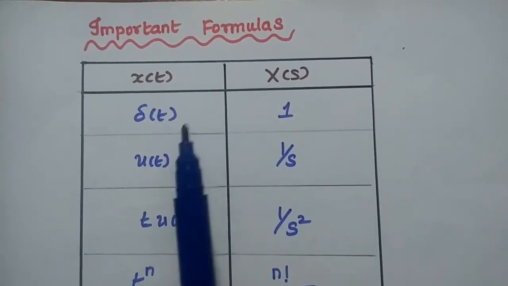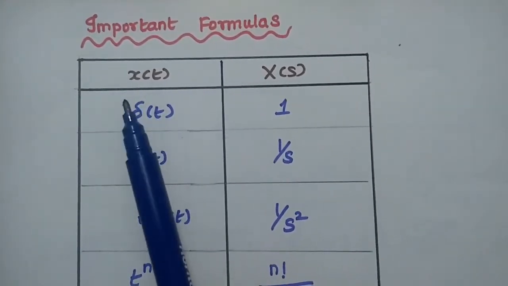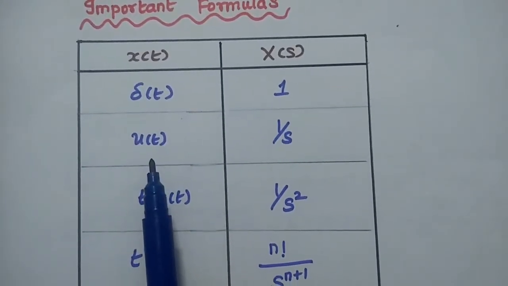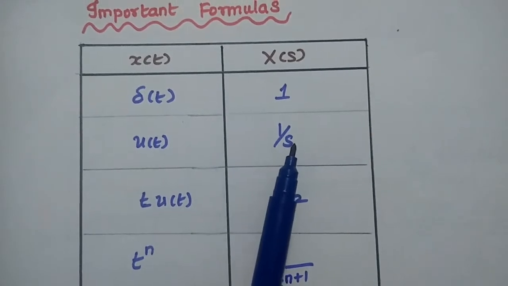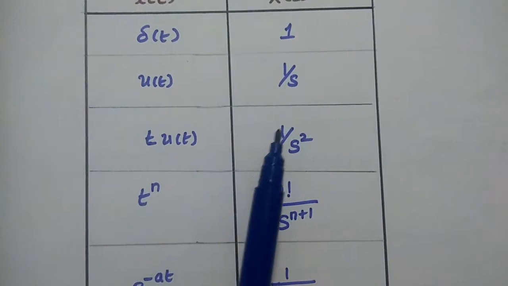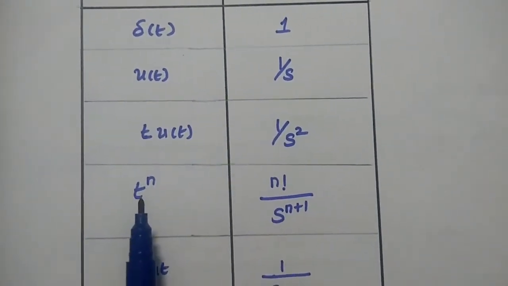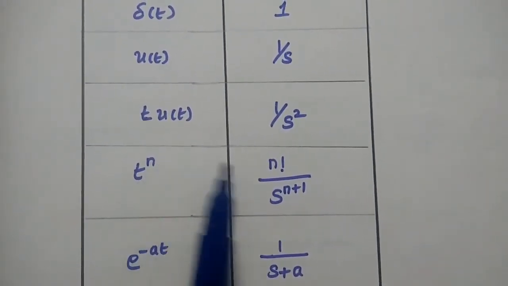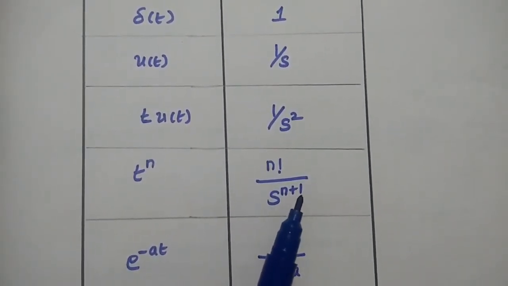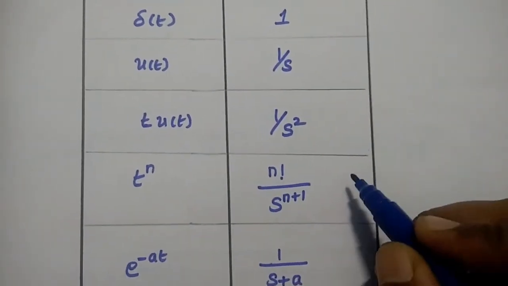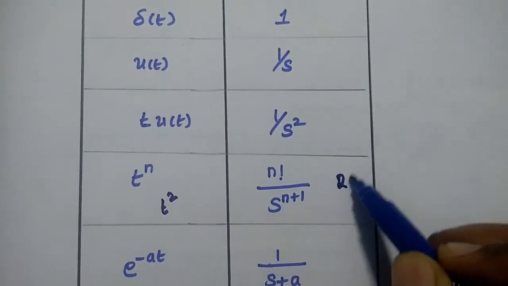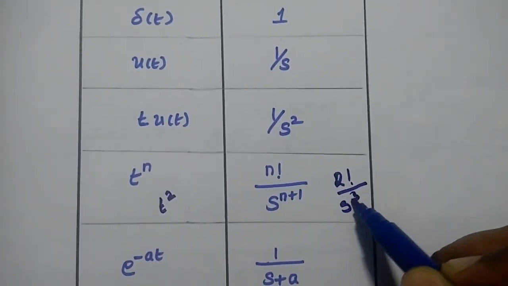So next, the important Laplace transform formulas are here. If the input is delta of t, the Laplace transform value is 1. The Laplace transform of u of t is equal to 1 by s. Laplace transform of t into u of t is equal to 1 by s squared. Likewise, for t power n, its Laplace transform value is n factorial divided by s power n plus 1. For example, here it is t squared. If it is t squared, here the answer is what? 2 factorial divided by s power 3.